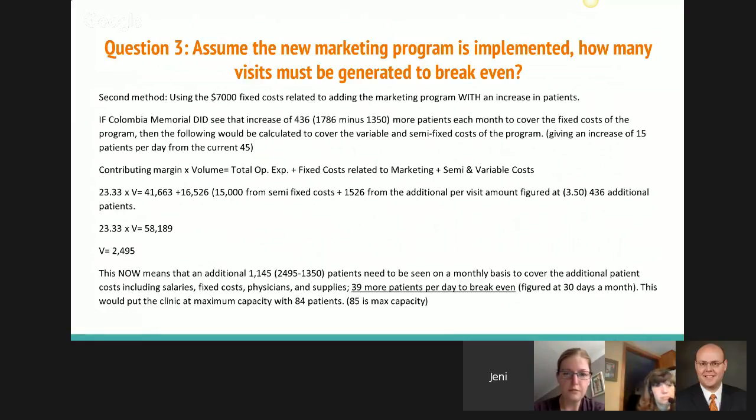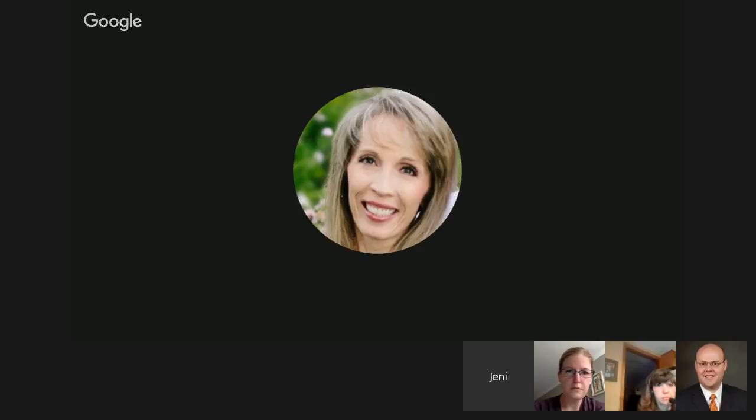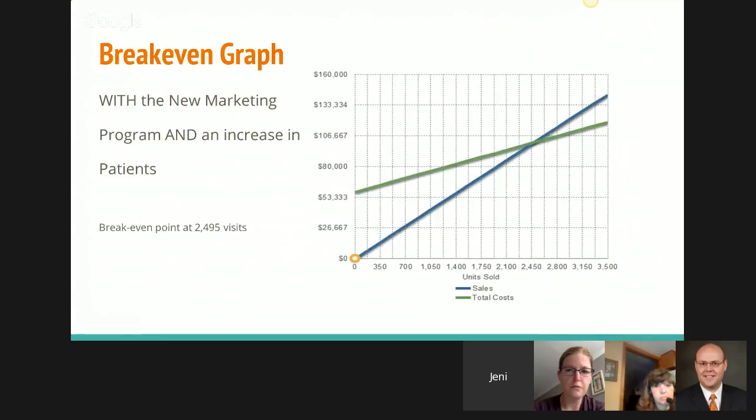This is our break-even graph for that calculation with the new marketing program and an increase in patients. It shows our break-even point of 2,495 visits. I'm going to turn the time over to Janet to discuss the remaining questions now.